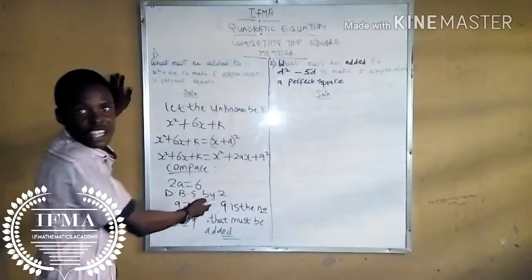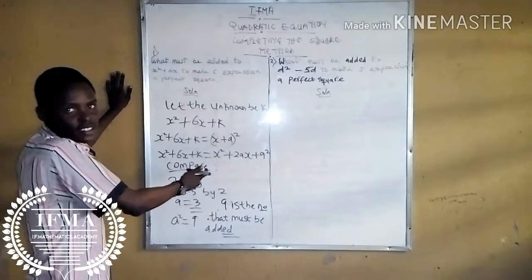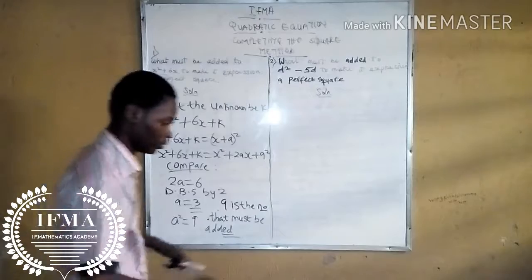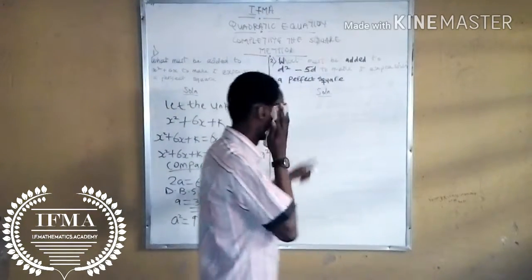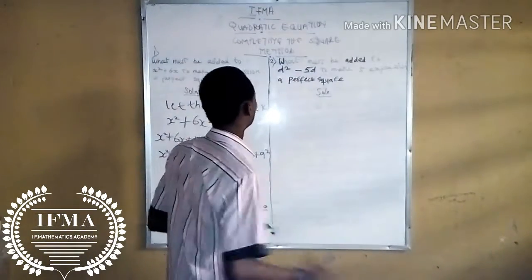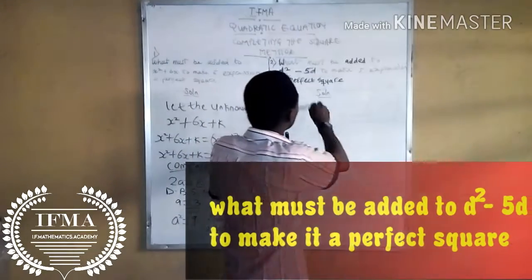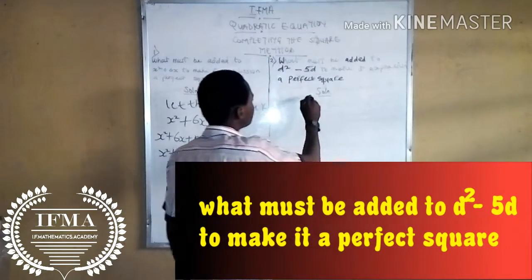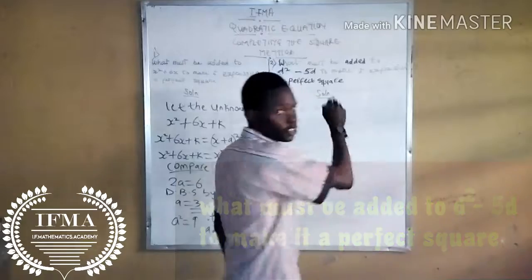And now we have solved the real life problem, which was expressed in the quadratic equation. Now, on to our second example. What must be added to d squared minus 5d to make it a perfect square?